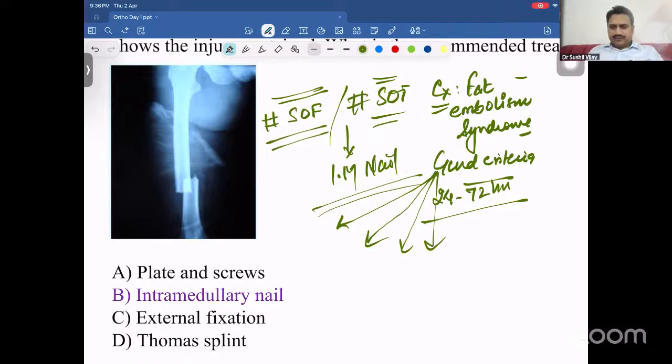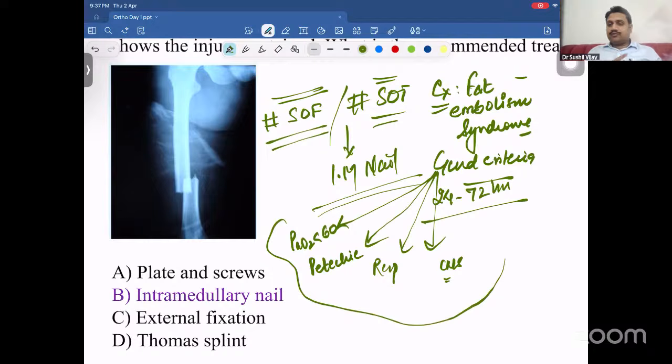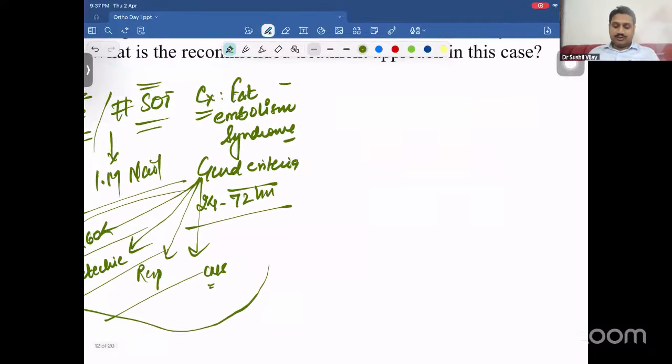Okay, so it is four major. The pressure of oxygen going less than 60, then petechiae, then respiratory involvement or CNS involvement, right? So any one of the four you find. It is different in different literature, right? But in your clinical practice, if you find any one of them, you consider your patient going towards fat emboli.